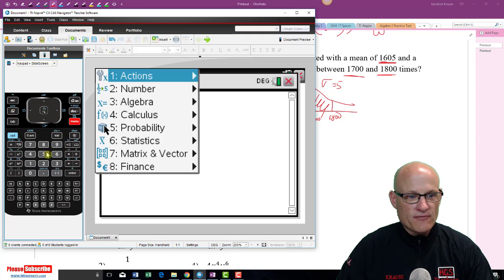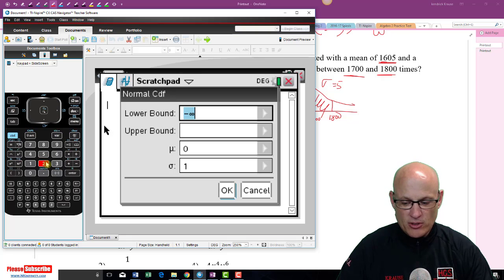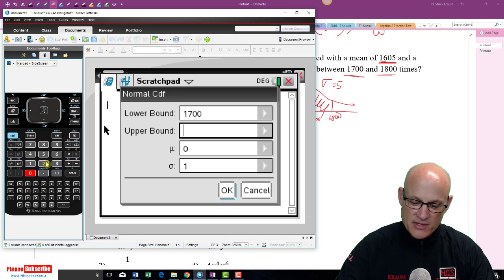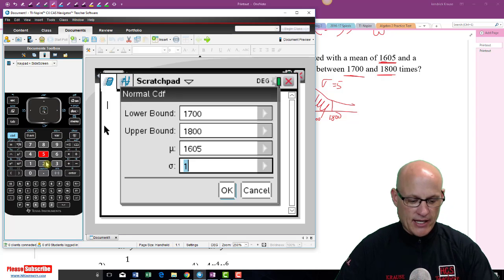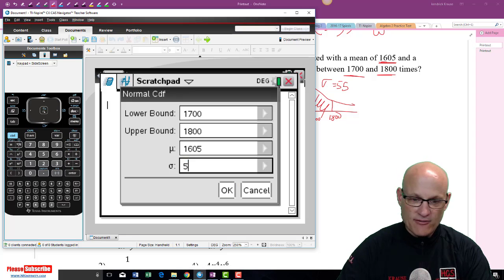Go into menu, 5, 5, 2. I don't know what it is on the other calculators, but it's definitely doable. The low end is 1700. The high end is 1800. And I say 1605 on average. And I don't have the right standard deviation. The right standard deviation is not 5, it is 55. 5 would be really bad. All right, click OK.